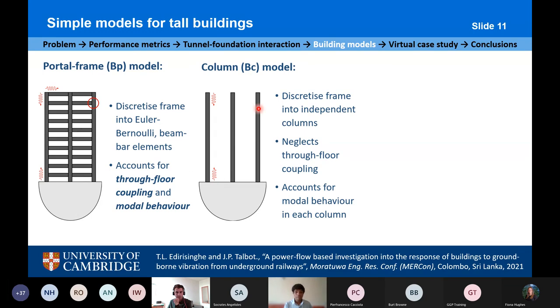We can then make a further simplification by neglecting the floors themselves. This neglects two-floor coupling, and we only account for the independent columns, the independent finite-length columns of the building.